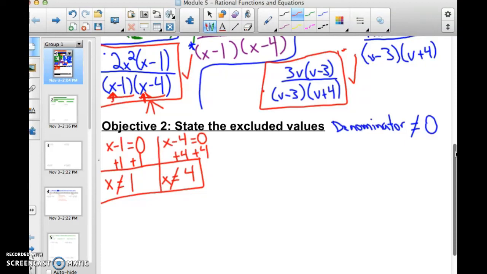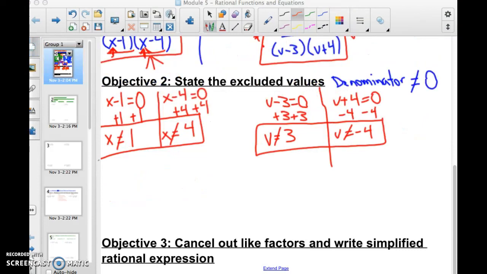Please pause the video and try to tell me the excluded values, what numbers you have to exclude from the rational expression in your problem from factored form up here. So you should have gotten v cannot equal 3 and v cannot equal 4 from these factors right up here. Because if you put 3 into this factor, 3 minus 3 would give you 0. And if you put negative 4 into this factor, negative 4 plus 4 would also give you 0. So you have to exclude those values from that rational expression. All right, so that's objective 2, state the excluded values. We've done it. All right, let's move on to objective 3 then and finalize this process.